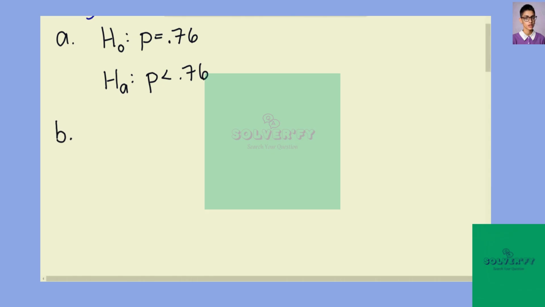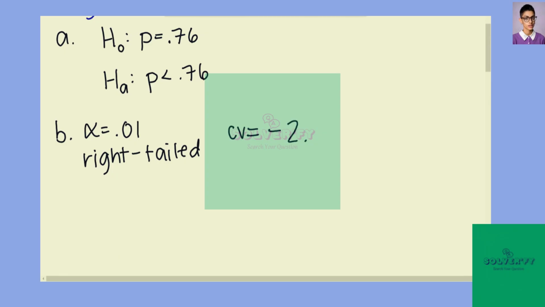Next, we need to find our critical values. We have an alpha level of 0.01. And since this is less than, we have a left-tailed test. So our critical value will be negative 2.33.